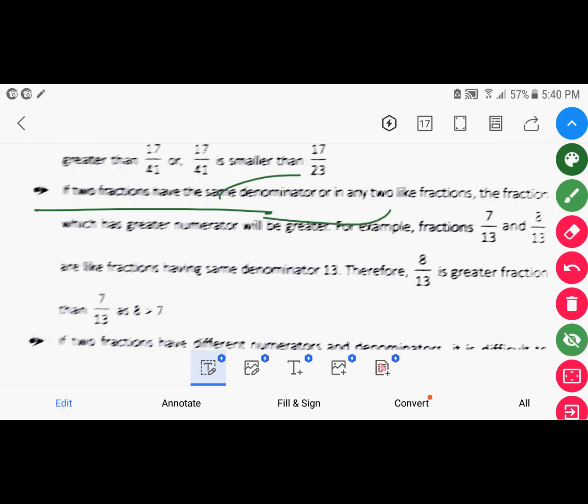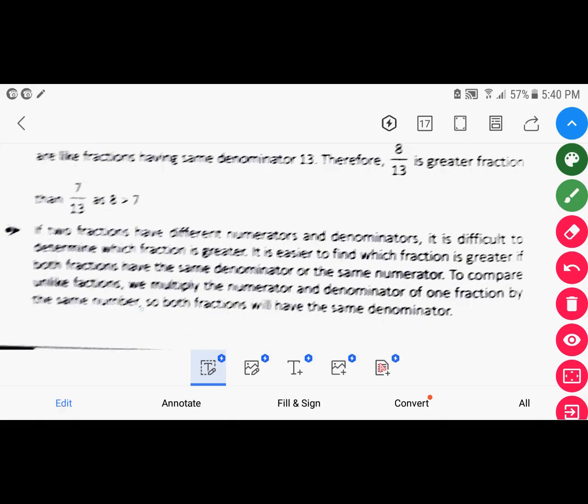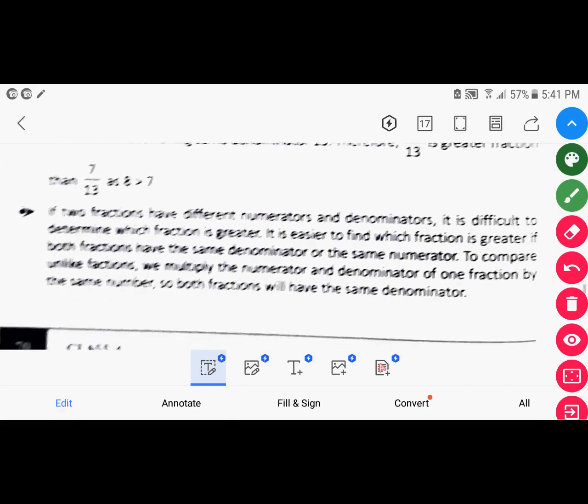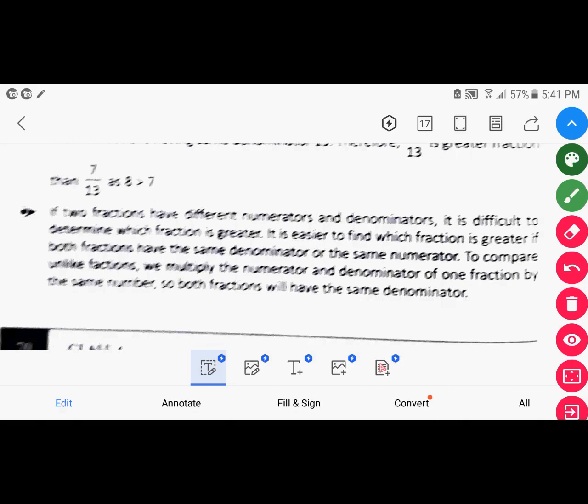Two fractions have the same denominator, or any two like fractions, the fraction which has the greater numerator will be the greater fraction. Now if the numerator and denominator both are different, then what will you do? Then it is difficult to find which is the greater one. At that time, we multiply the numerator and denominator of one fraction by the same number, so both fractions will have the same denominator.